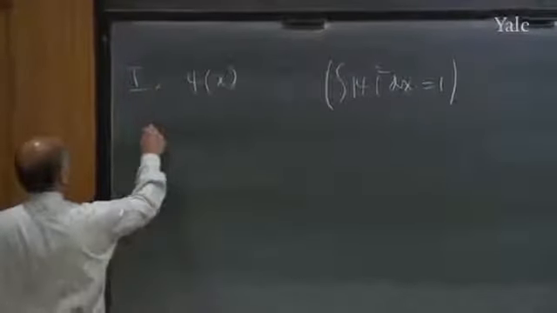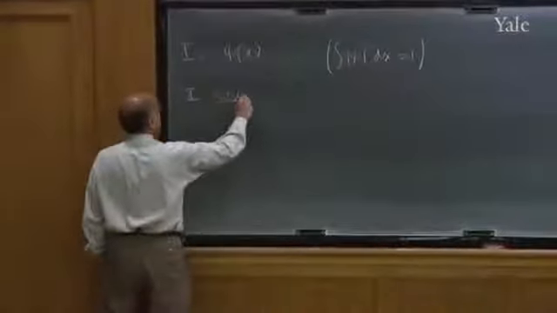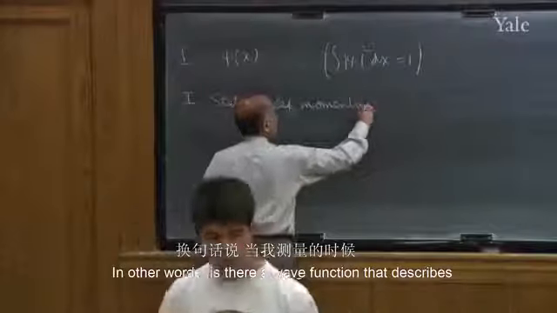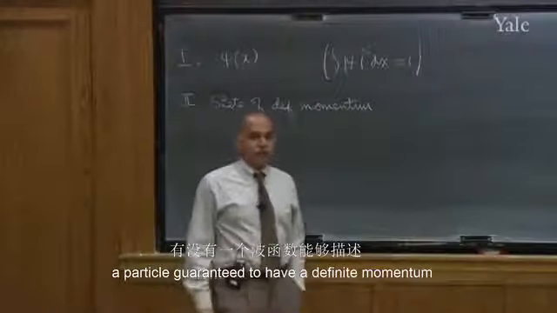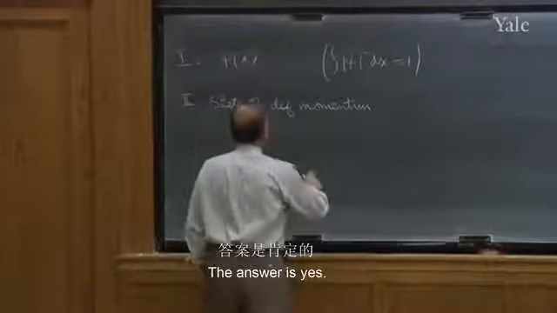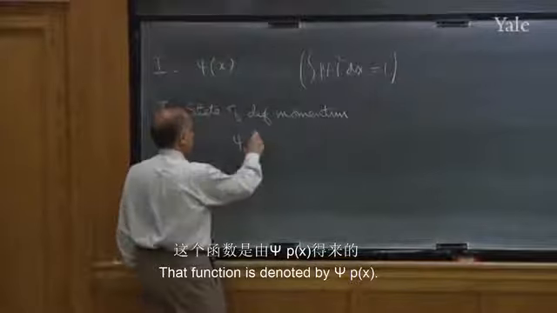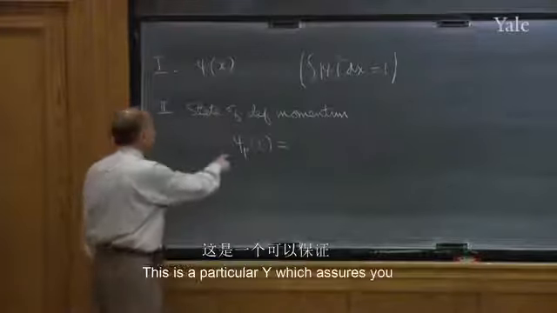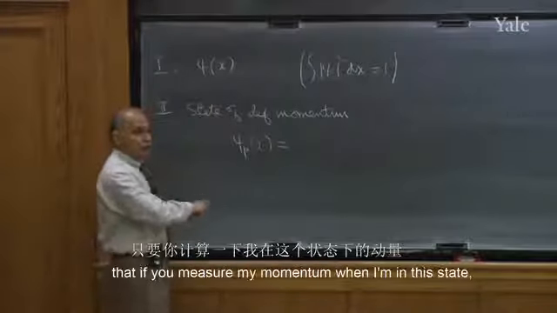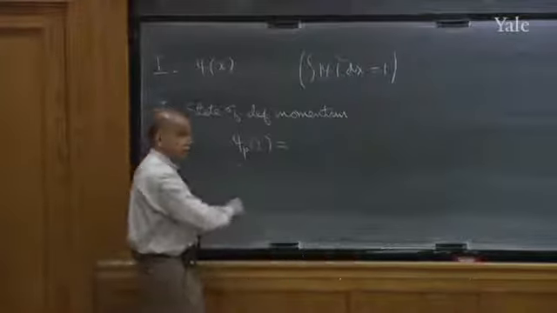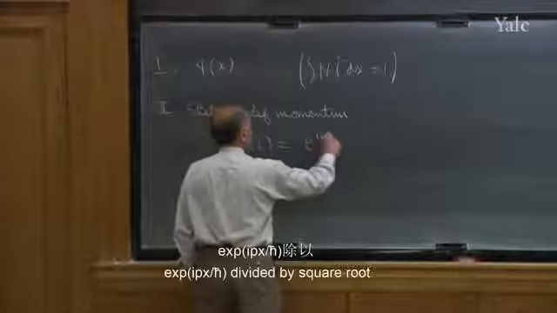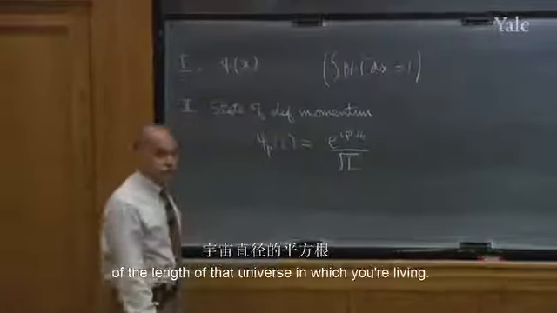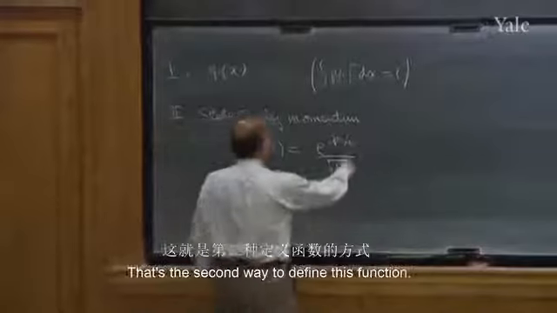All right, the second thing is the state of definite momentum. In other words, is there a wave function that describes a particle guaranteed to have a definite momentum when I measure it? The answer is yes. That function is denoted by psi sub p of x. It is not an arbitrary function. This psi is whatever you like. This is a particular psi, which assures you that if you measure my momentum when I'm in this state, you will get the value p, and it looks like this: e to the ipx over h bar divided by square root of the length of that universe in which you're living.